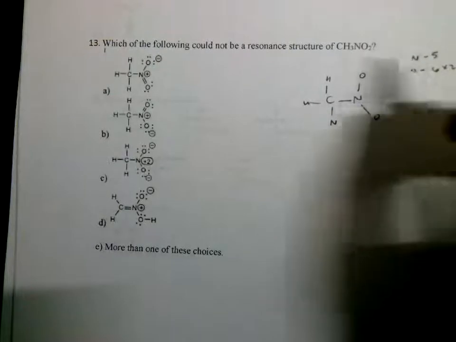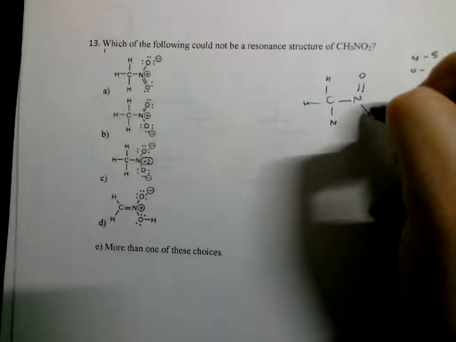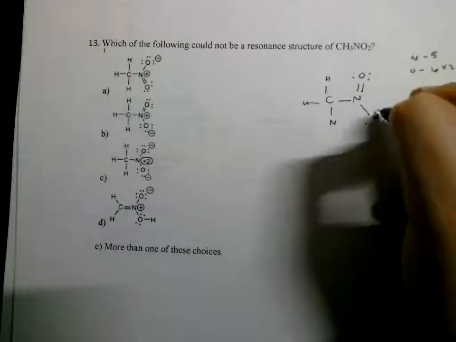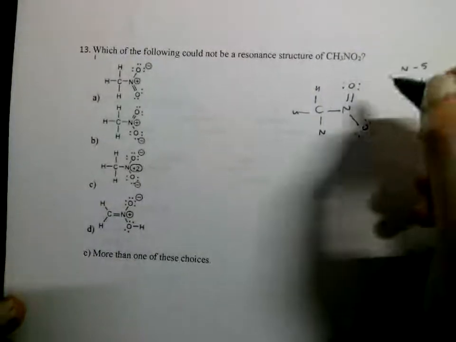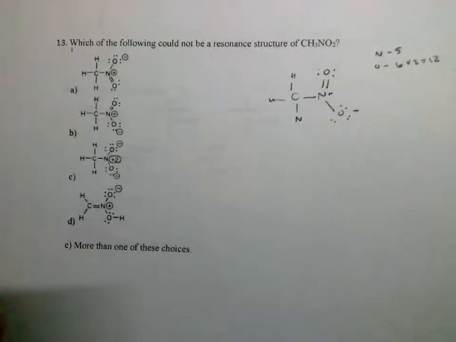So we have 1, 2, 3, 4, 5, and I think it's 6, 7, 8, 9, 10, 11, 12. Yeah, that should be right. And here's actually why I don't like drawing nitro group NO2 resonance structures: this naturally has a positive and a negative charge initially, which I think is so confusing and counterintuitive.